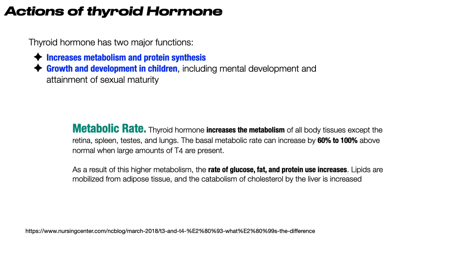The actions of the thyroid hormone are wide, but two major actions are to increase metabolic rate and protein synthesis, while in children it also fosters growth, including mental development and sexual maturity.